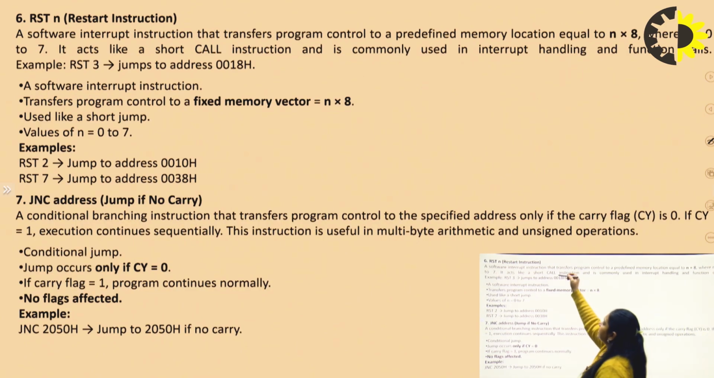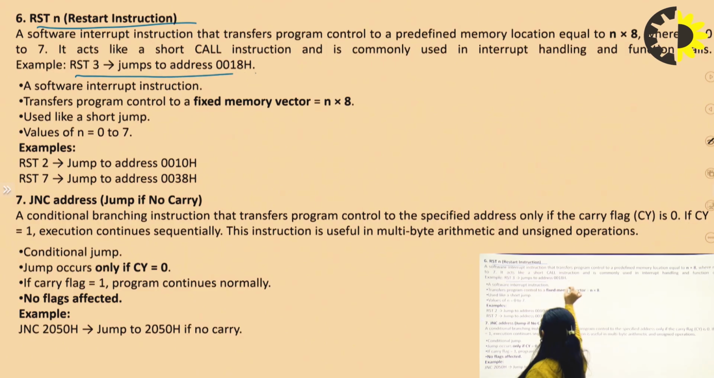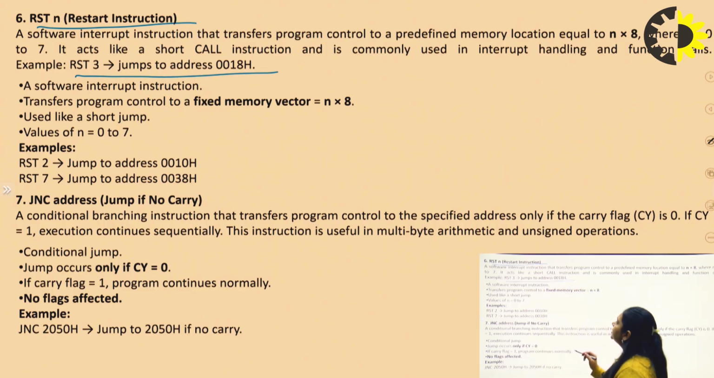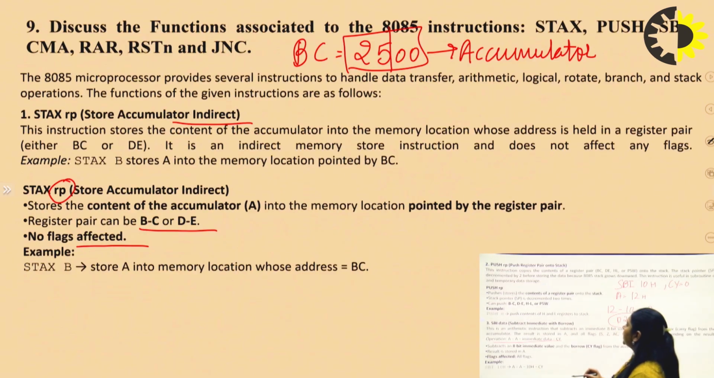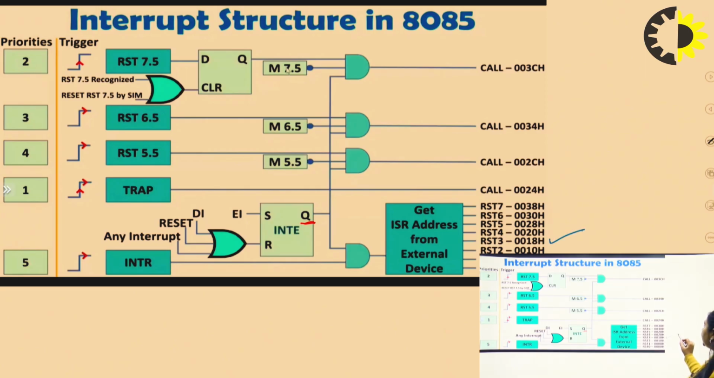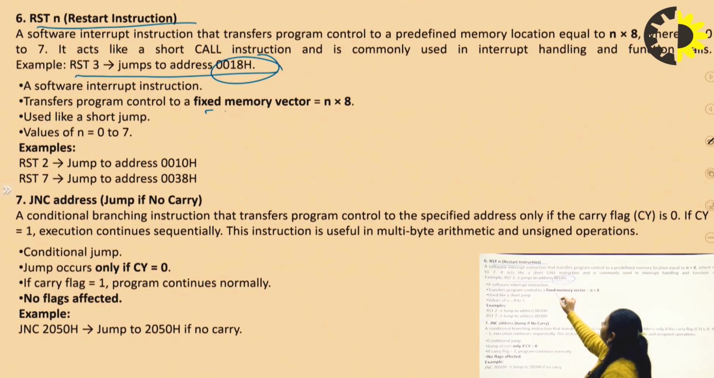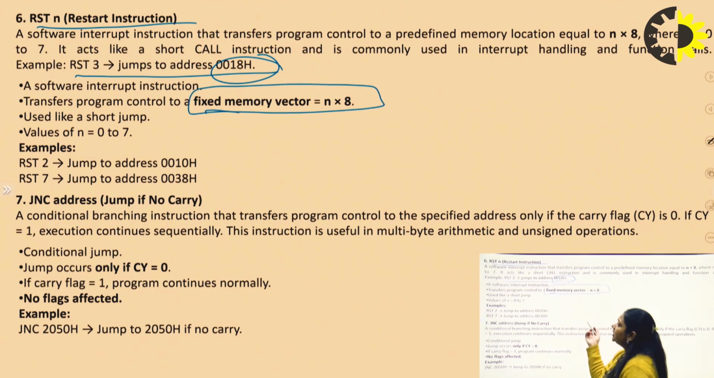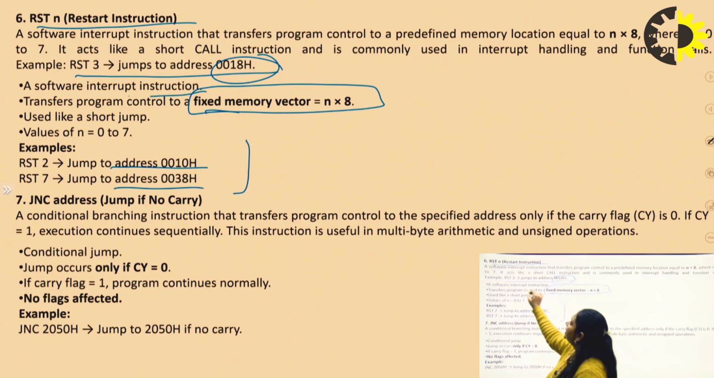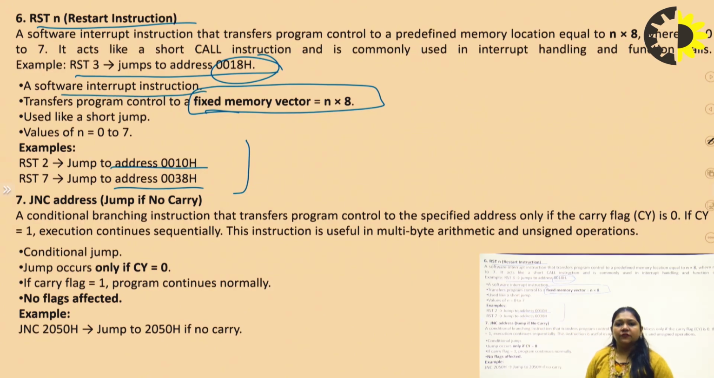Next instruction is the restart instruction RST n, which we have used in the interrupt structure also. RST 3 jumps to the address 0018. Now from where is this address coming? You can see in the interrupt structure RST 3 has the address 0018. As these addresses are fixed, the address will be provided directly. It is fixed memory, n into 8, the vector into 8. RST 2 will jump to 0010, RST 7 will jump to 0038. This is fixed. This is a software interrupt instruction and we have 8 software interrupts here.